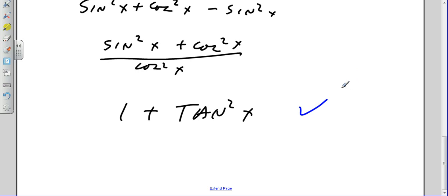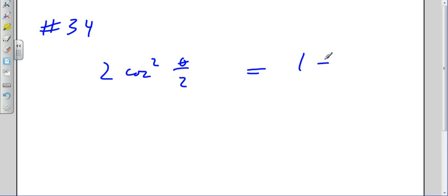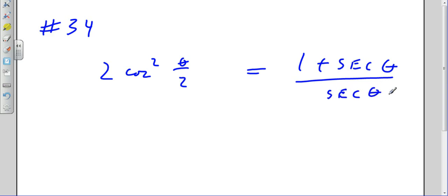Okay, we're going to do number 34 next. Number 34. So I've got 2 cosine squared theta over 2 is supposed to be 1 plus secant theta divided by secant theta. Well, 1 plus secant divided by secant is just 1 over secant, which would be cosine theta plus 1. So that's all that I have over there.